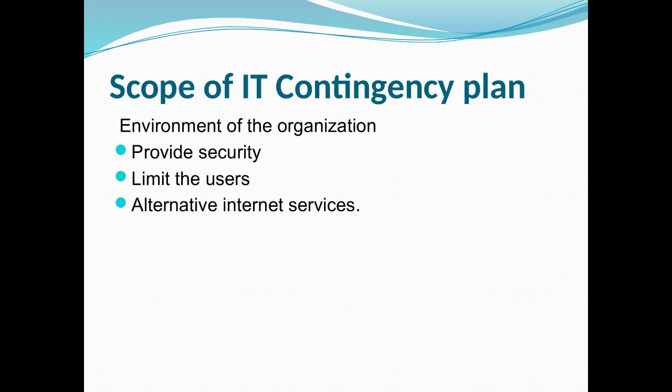Judging the environment of the organization, we should provide security to the data by establishing a backup plan. Then limit users: as every employee can access the database, we should limit access based on the ranking of the organization. Alternative internet service: in Shujanagar they are using a poor internet connection, so we should provide them a better internet connection so that they can easily access it.